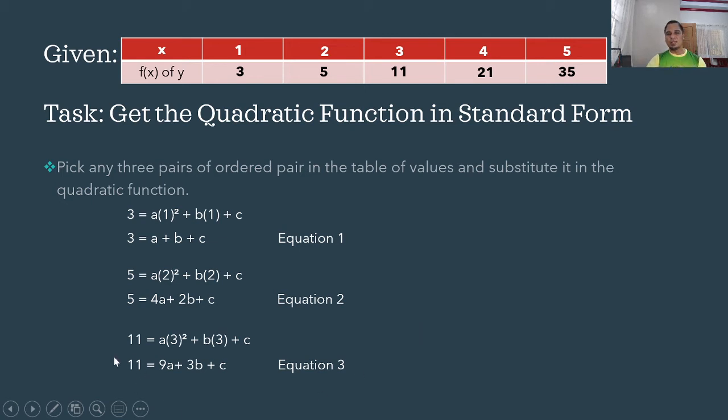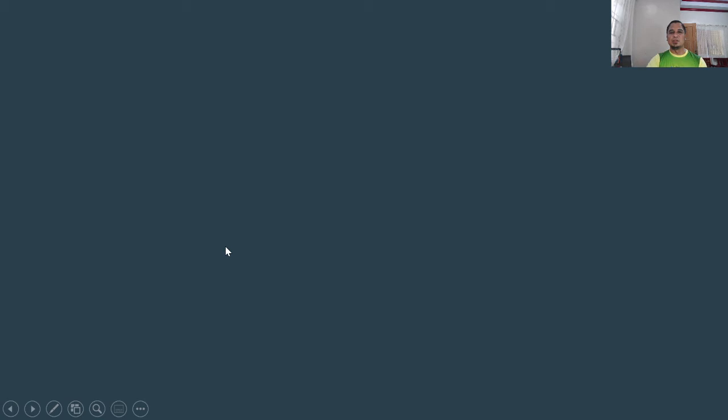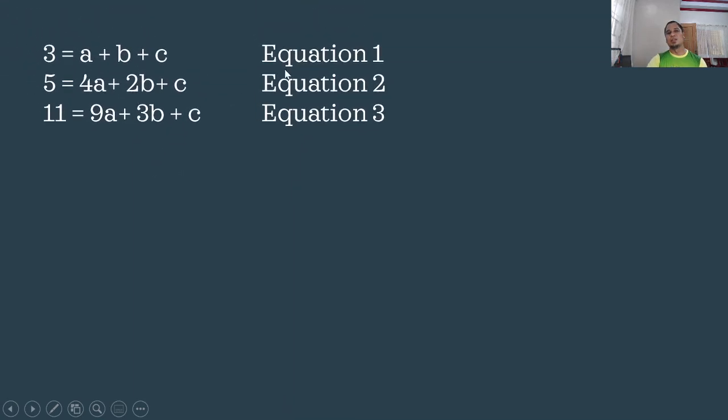Now, here is where mistakes are often made: forgetting the value of y. Please remember that this is an ordered pair; y is the dependent variable, x is the independent variable. So either way, both of them should be visible there. Now, if we have the three equations, we will try to eliminate each of the letters, each of a, b, and c.